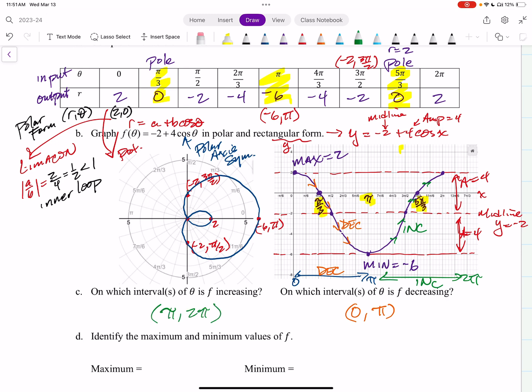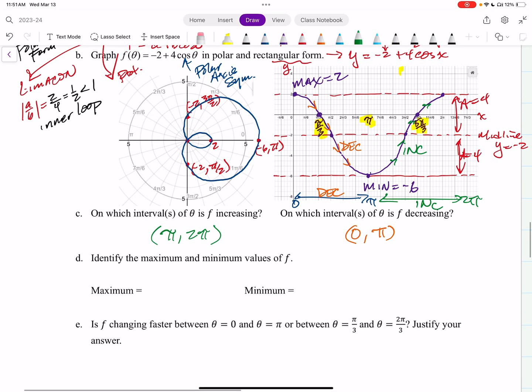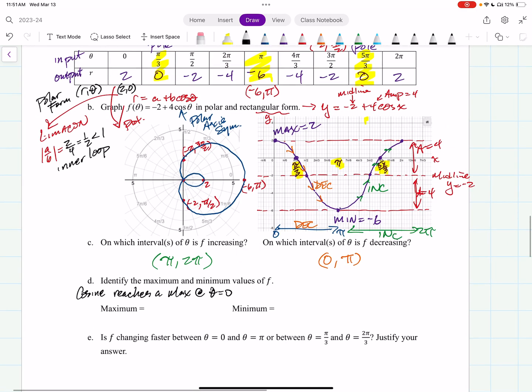And then what are the min and max? Well, just look at the graph. So max is 2, minimum is -6. But if you didn't want to look at the graph and you wanted to calculate them, this is what you would do. You would substitute 0 in, because the cosine function reaches a max at theta equals 0. And we evaluated that already. When theta is 0, you get 2.